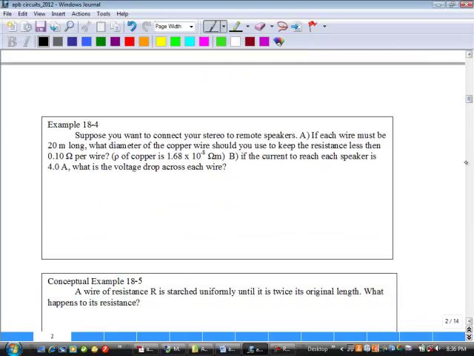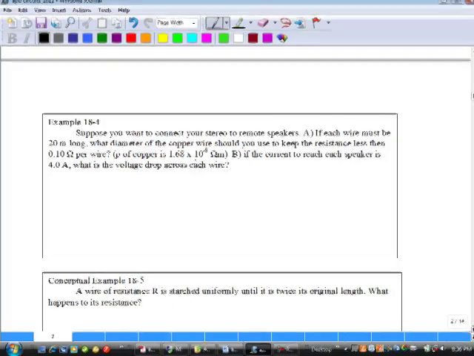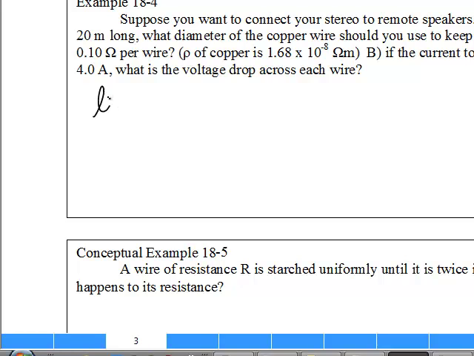Suppose you want to connect your stereo to remote speakers. If each wire must be 2 meters long, what diameter of the copper wire should be to keep your resistance less than 0.1 ohms per wire? The constant for copper is given as well. The length of the wire is going to be 20 meters. We have a resistance of 0.10 ohms. We have this value of 1.68 times 10 to the minus 8.